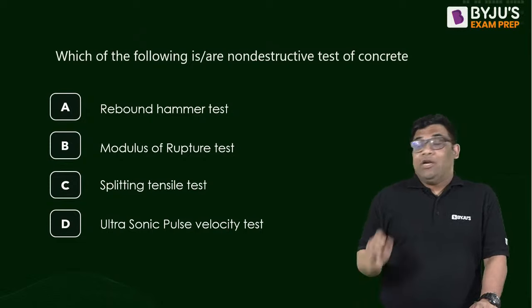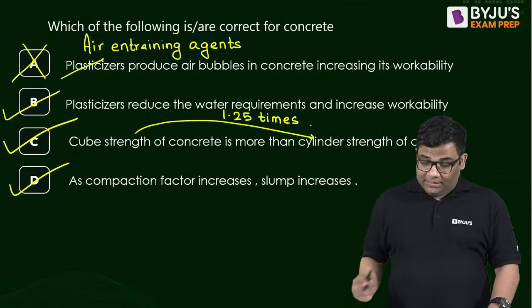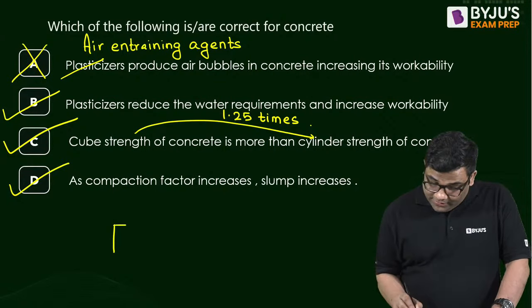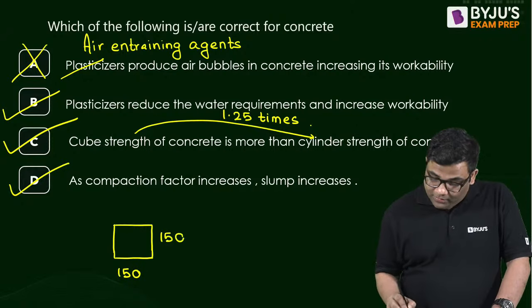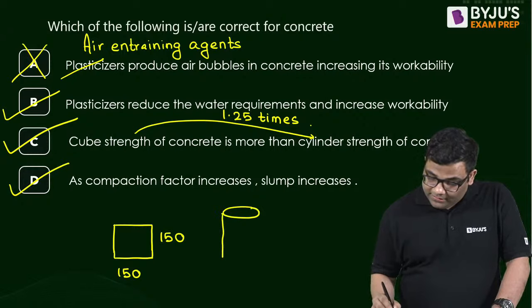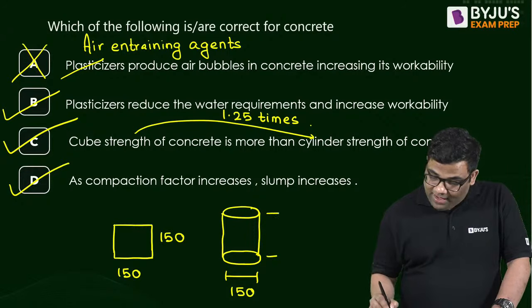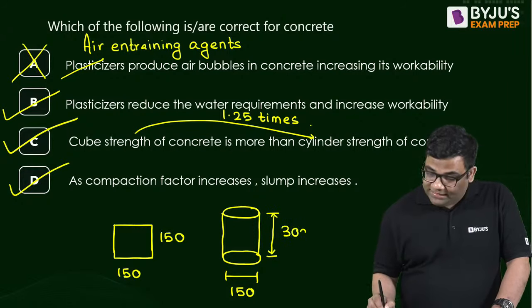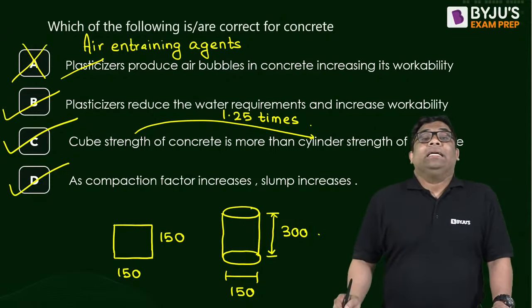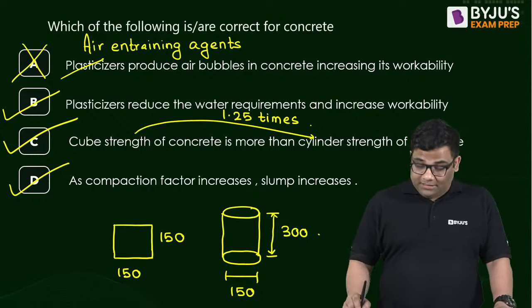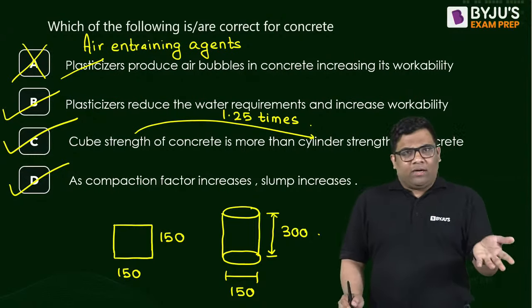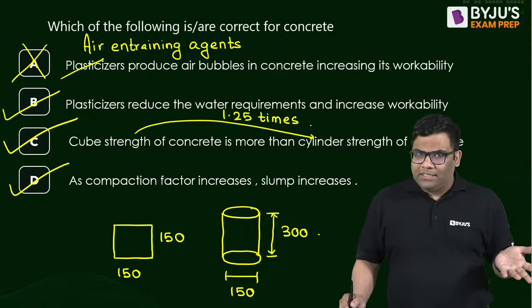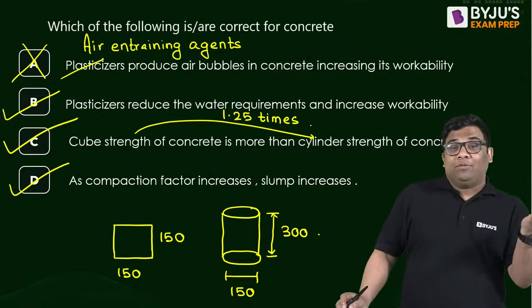Which of the following is a non-destructive option C, that is the fact, you see, cube strength, when we have 150, yes, and when we have a cylinder, dimensions are how much? Standard dimensions are 150 and this is 300, that's a fact, right? Because the slenderness ratio is increasing. When the slenderness ratio increases, the strength decreases. Therefore, the cube strength is 1.25 times the cylinder strength. And I can say the reverse: cylinder strength is less than the cube strength, or I can say that cylinder strength is 0.8 times cube strength.